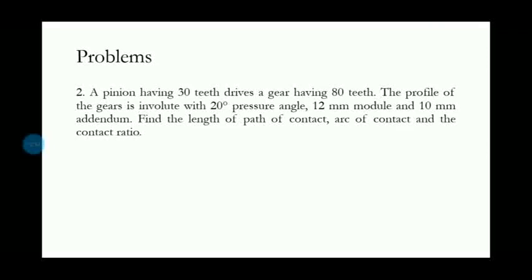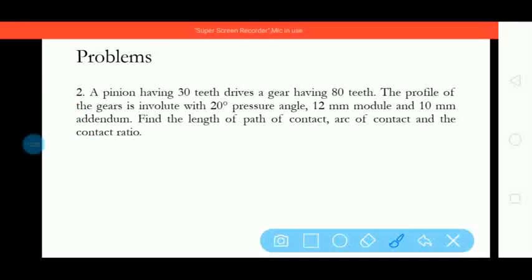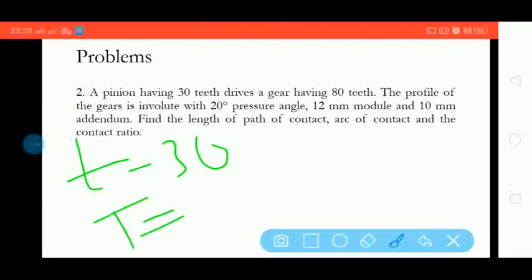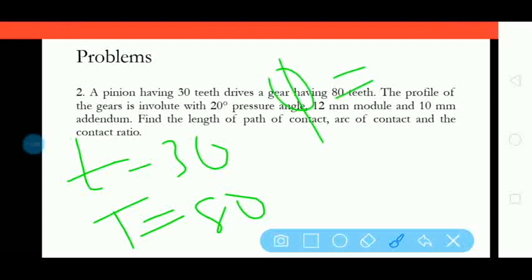Then one more question. Go read the question. Pinion having 30 teeth drives a gear having 80 teeth. So what is pinion? Pinion is the smaller gear. The other one we call the wheel. So for the smaller gear you have to use small letters. So small t equal to 30. Capital T is 80. What else? Phi is given. Phi equal to 20 degree pressure angle. Module equal to 12 mm.